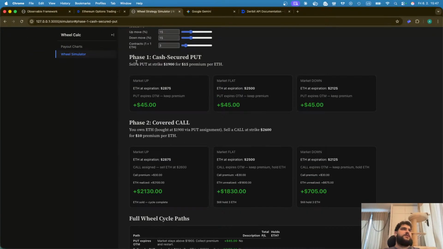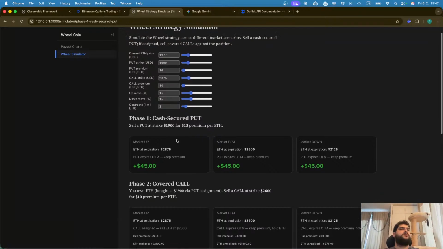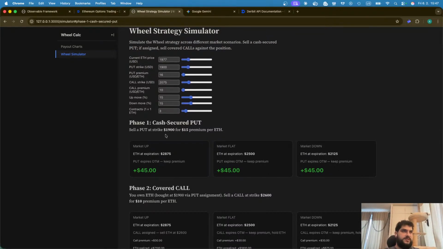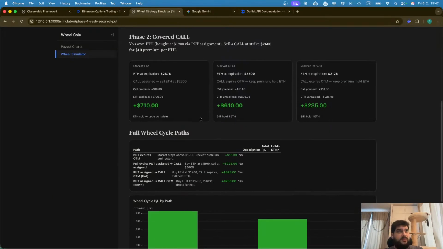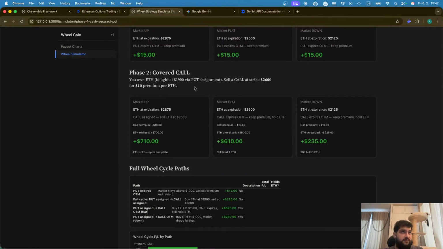Okay, so this one, phase one, cash secured put. So sell a put at strike 1000 at 15 premium. This is what we decided, and then it just pays out depending on what's happening with the market. If the ETH at expiration, yeah, okay, we don't need that actually. This is just basically what we had before.